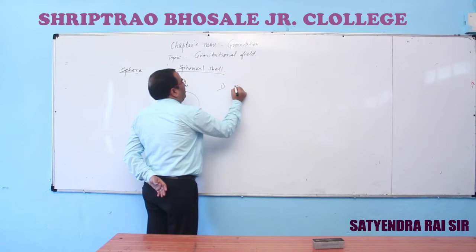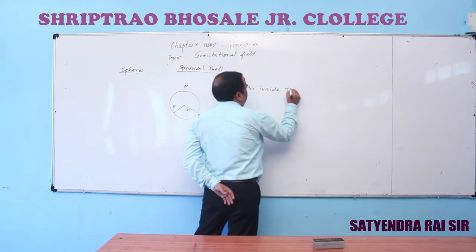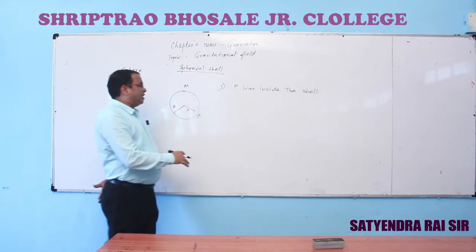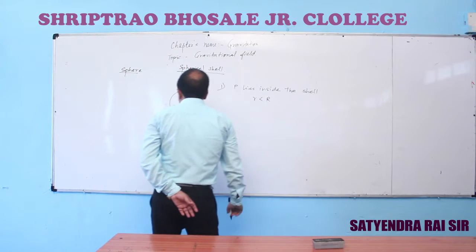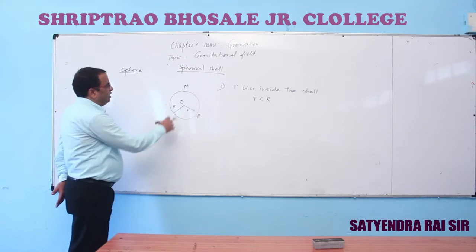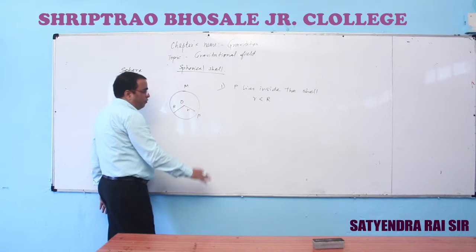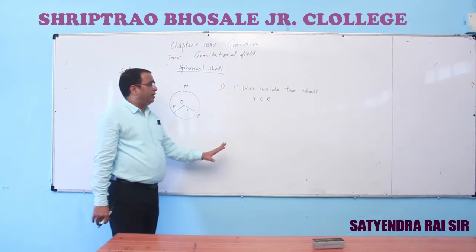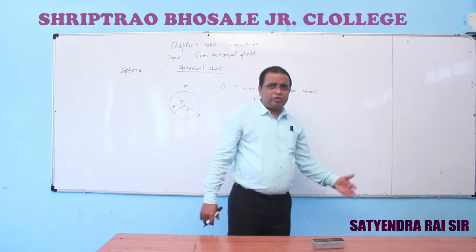Case 1, point P lies inside the cell, or that can be written like this: small r is less than capital R. The distance of the point from the center of the cell is less than its radius. Just note down the final results, learn them, keep them in your memory. It will be a shortcut. You will be able to apply it directly in the numericals.